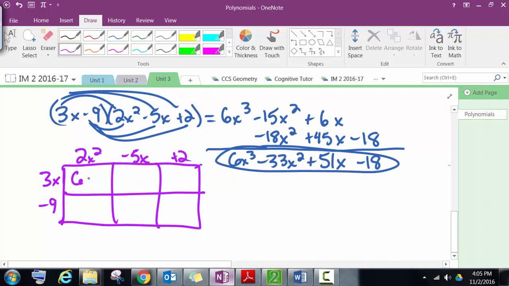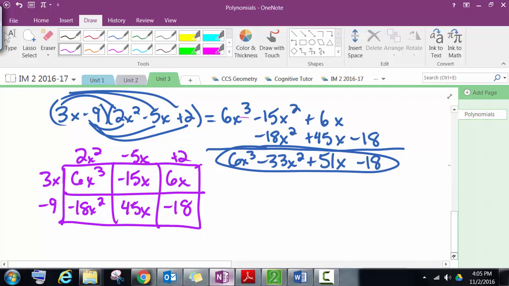3x times 2x squared is 6x cubed. 3x times negative 5x is negative 15x squared. 3x times 2 is 6x. Notice that's the same thing that we had up here. Then we do negative 9 times all that stuff. So negative 18x squared. Negative 9 times negative 5x is positive 45x. And negative 9 times 2 is negative 18.